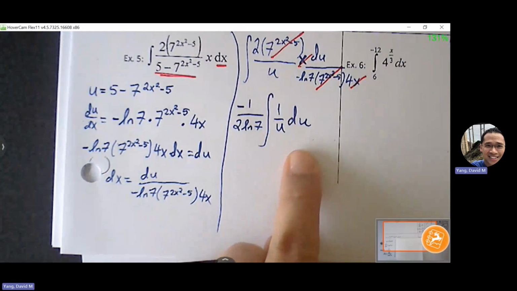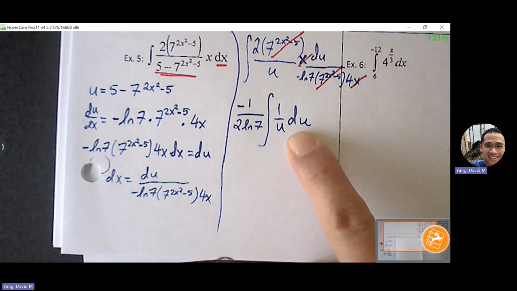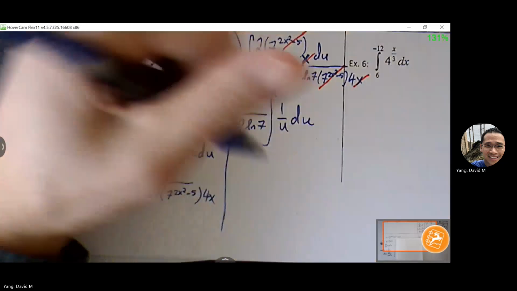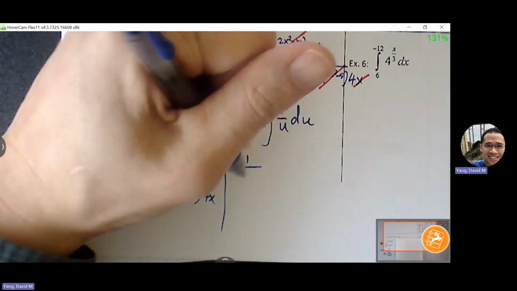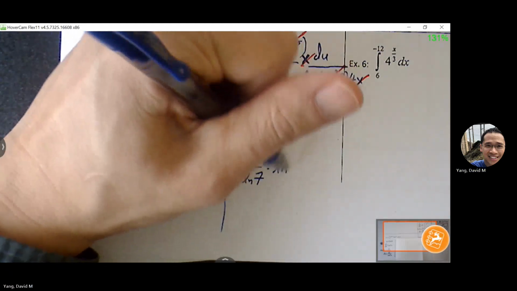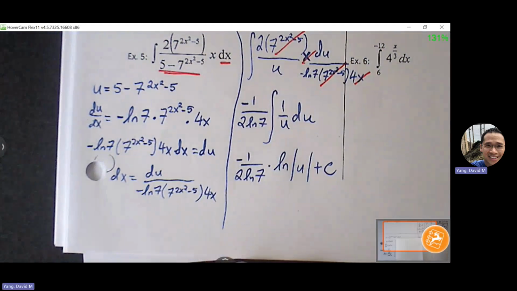And once all the messiness has been rearranged, we see we have a nice clean rule that's available to us, right? What's the integral of 1 over u? Yeah, natural log of the absolute value. The coefficient just stays. And then bring the u back in terms of x.